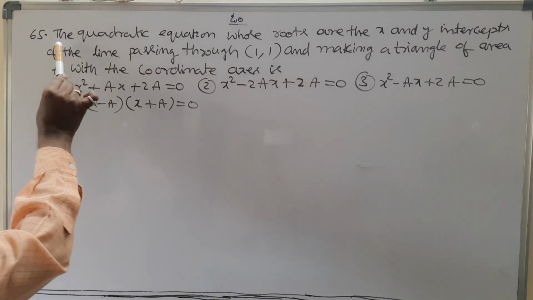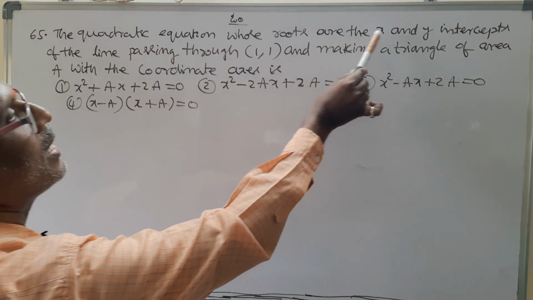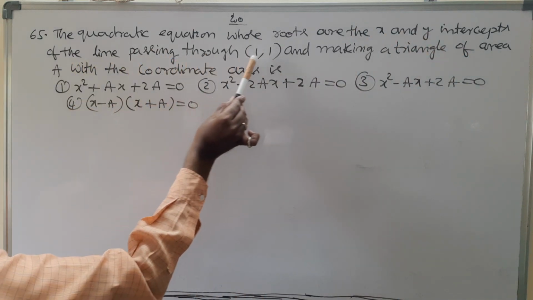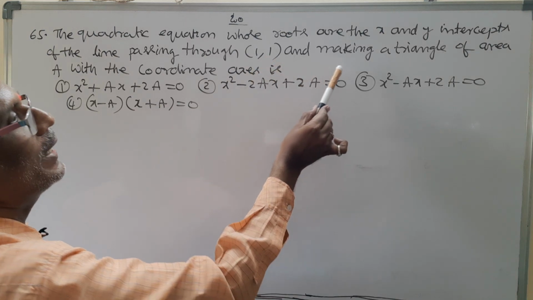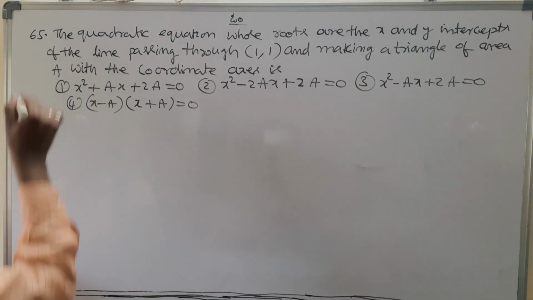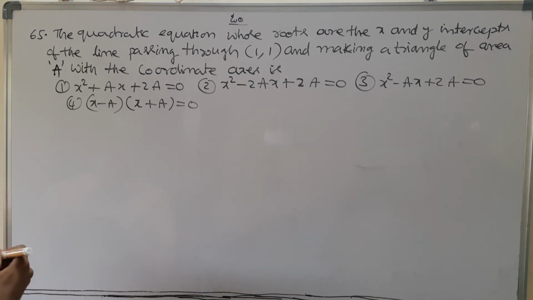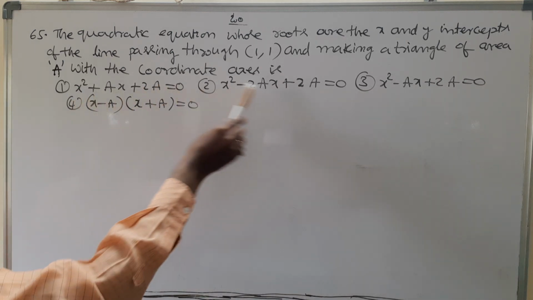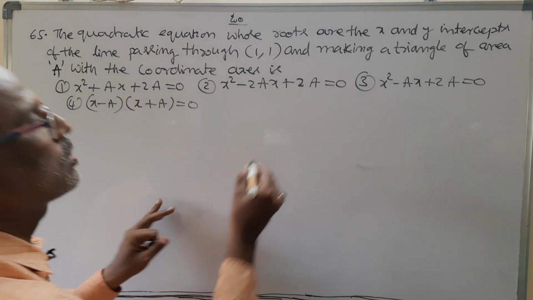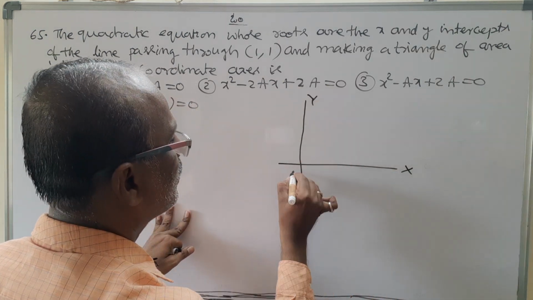Question number 65. The quadratic equation whose roots are the x and y intercepts of the line passing through 1, 1 and making a triangle of area capital A with the coordinate axes. These 4 options are in the form of quadratic equations. In this question, this is the x-axis and y-axis.